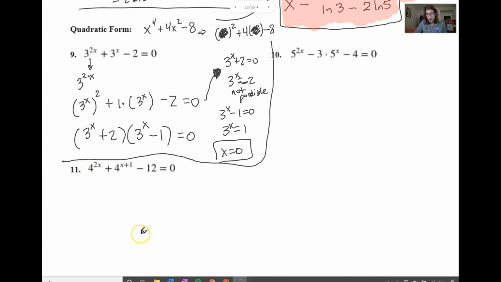Now I'm going to do the harder one, number 11. Then I'm going to ask you to do number 10. I'm going to provide the answer, but I'm not going to show the work for it. I'm going to see if you can do it. And if you have questions, you can always ask me today or Friday or later.